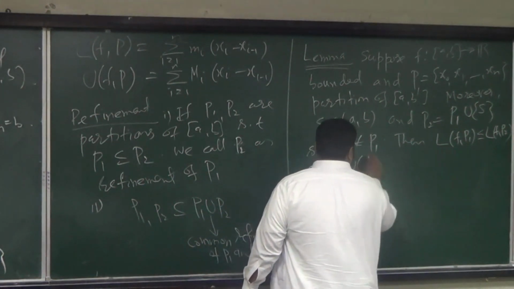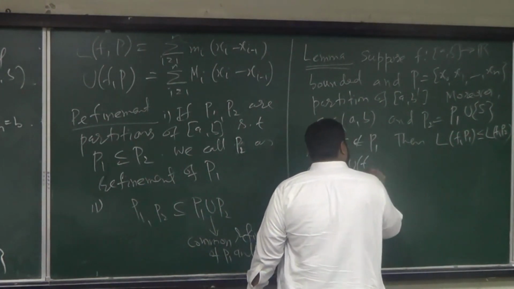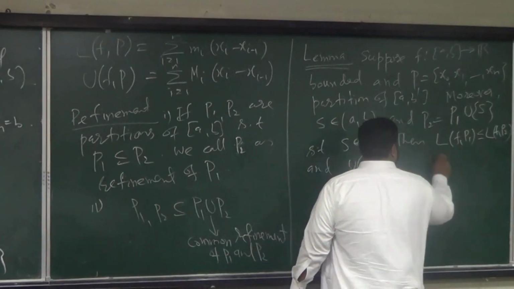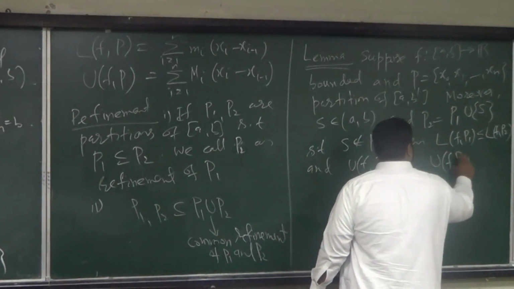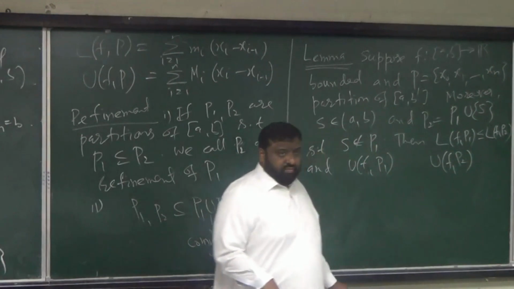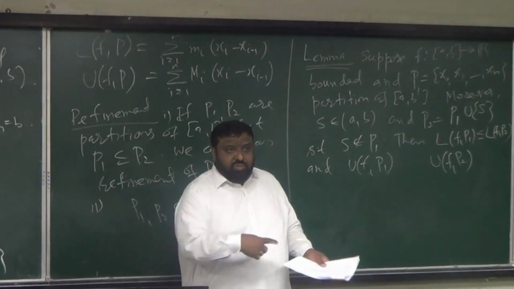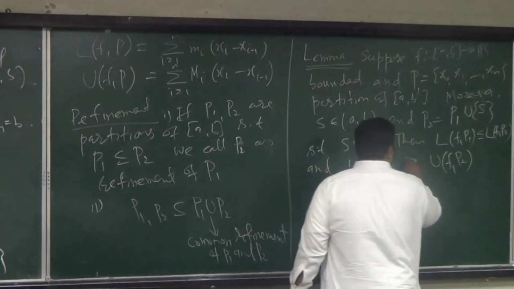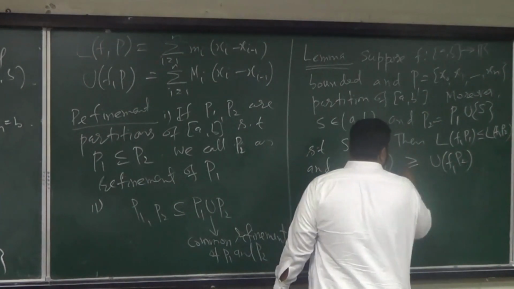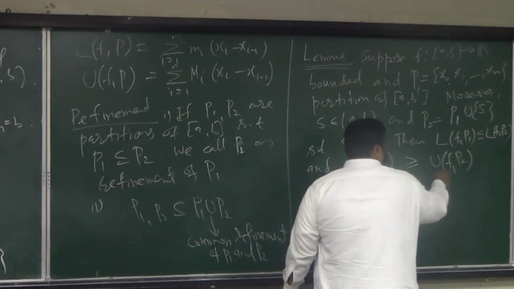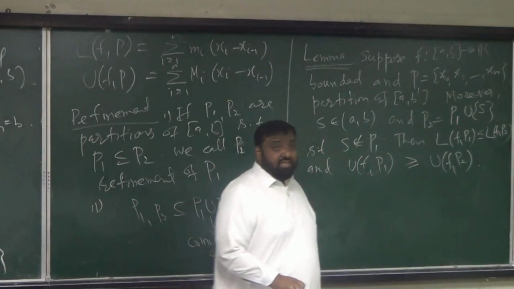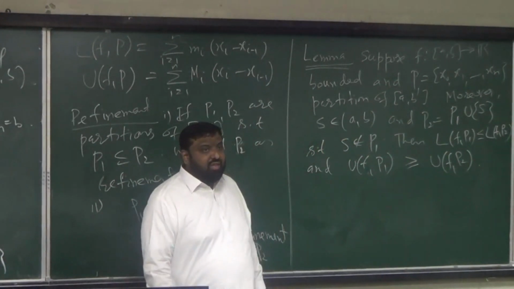And how about these two? Greater than. Should be greater than or equal. In other words, this contains more error while this contains less error. Greater than or equal also.